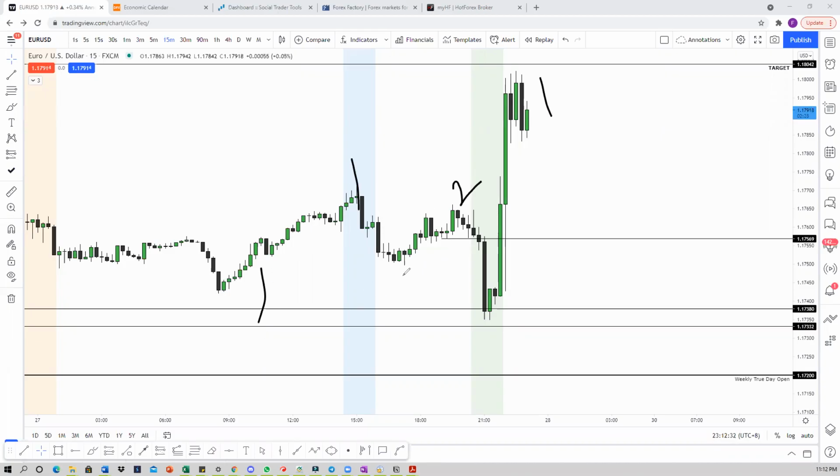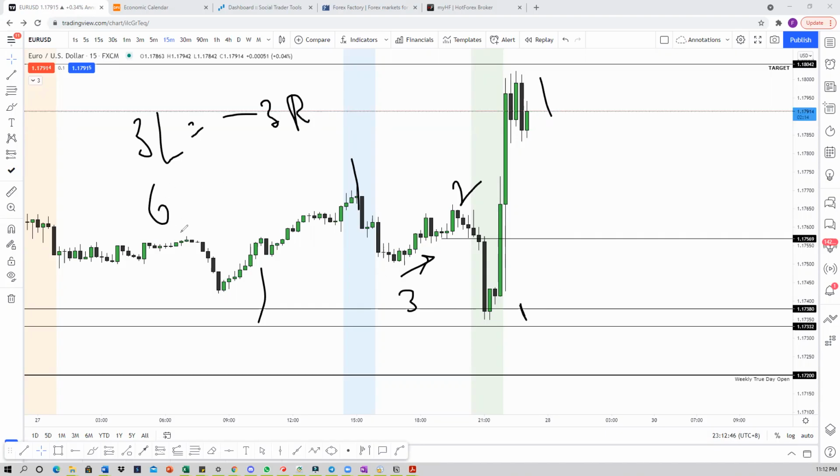I had three positions in this up move here, so I won thrice here, and I had one position up here. So I had 3 losses, minus 3R, and 1, 2, 3, 4, 5, 6 wins. Each win constitutes 2R, so 12R.